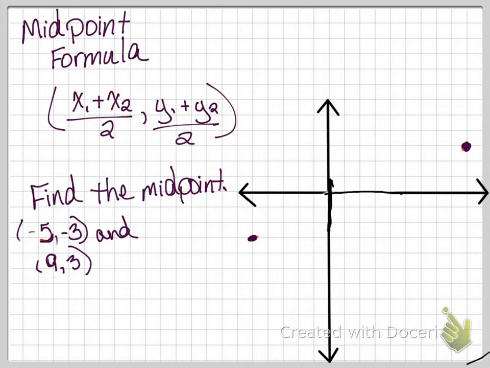Midpoint formula is probably something that you discussed in high school geometry. The way that we find the midpoint is we add our x values together and divide by 2. Then we add our y values together and divide by 2. These are my x values right here, -5 and +9. We're going to add those 2 together. -3 and +3 are my y values. I'm going to add those 2 together.